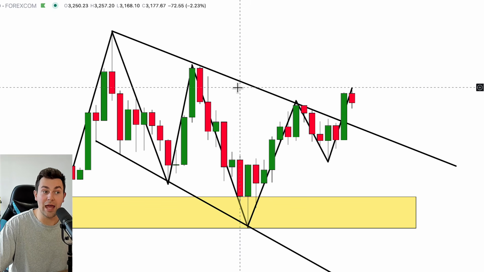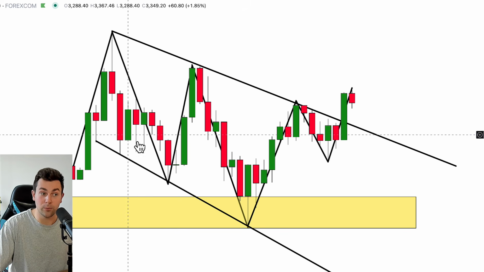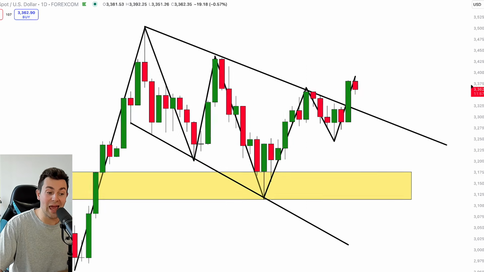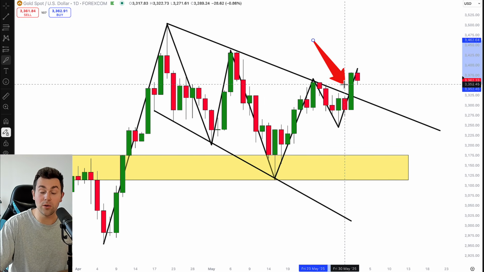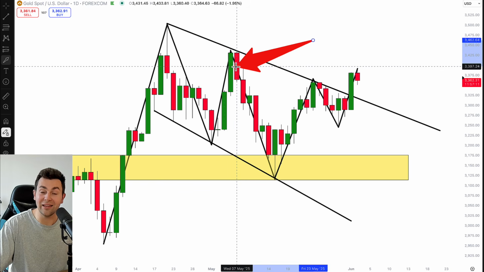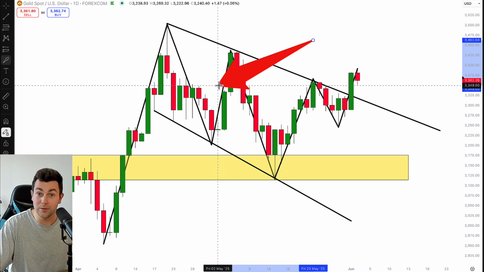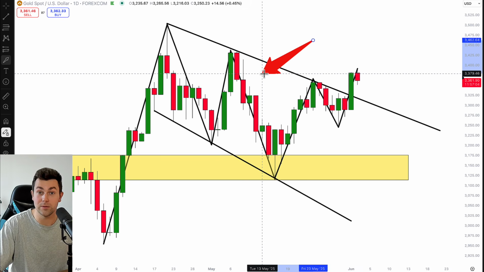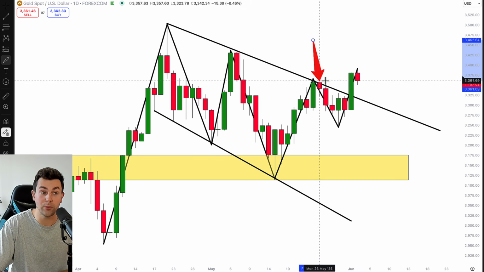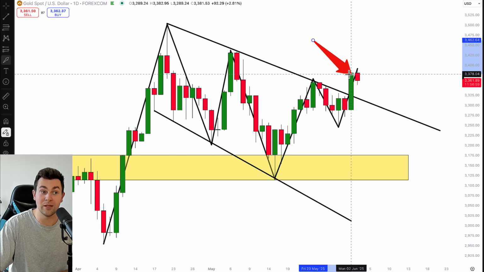You can see that this flag pattern perfectly represents a correction, and a violation of the resistance of the flag is of course the signal that the correction is over. It is the signal that the market is no more bearish, the market is returning back to the global bullish trend, and such a violation is a clear signal that buyers are dominating again.